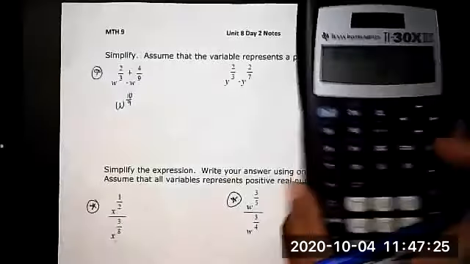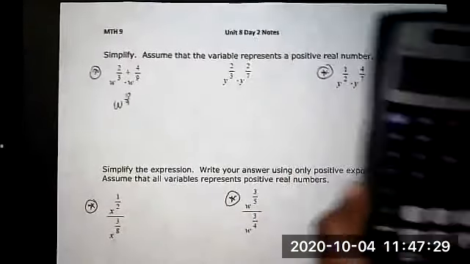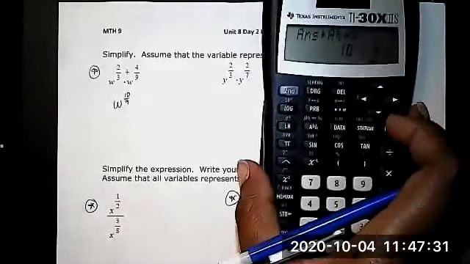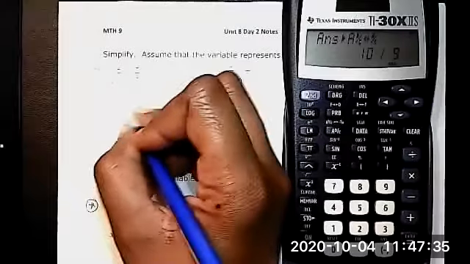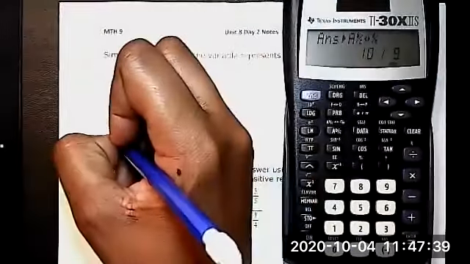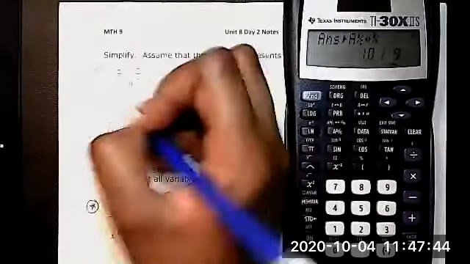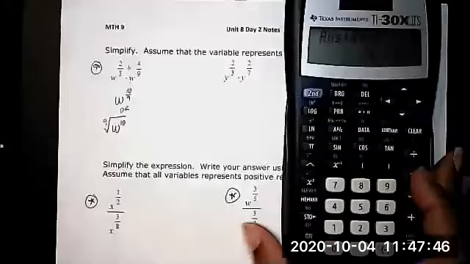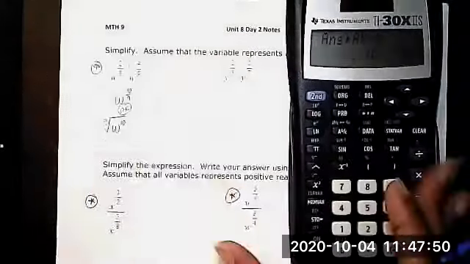So how would I write that? It says assume that the variable represents a positive real number, and it just wants you to simplify. But in this case, I can just practice by writing this as a rational exponent. So it can be like this as an answer, or the 9th root of w to the 10th power is also an answer. Either one of these, I'm not sure how they would want you to answer this, but it could either be this or this.